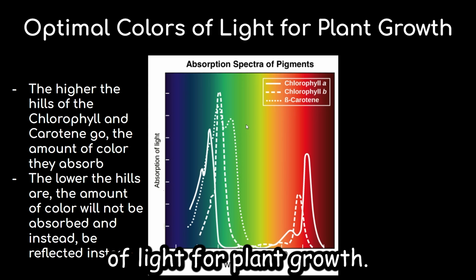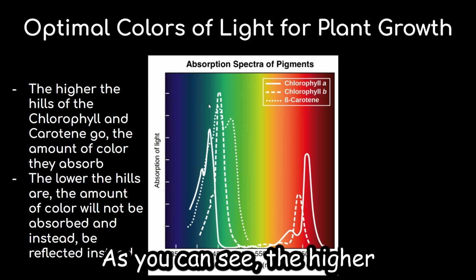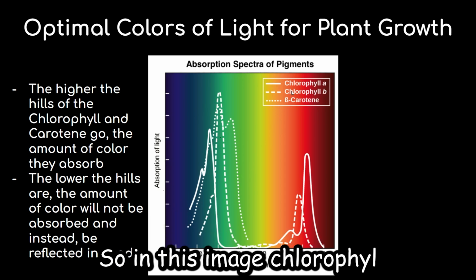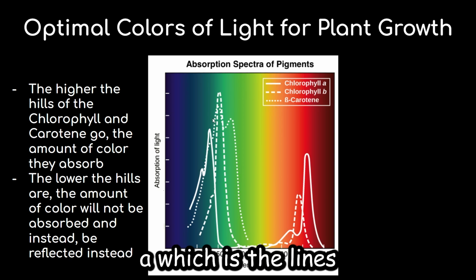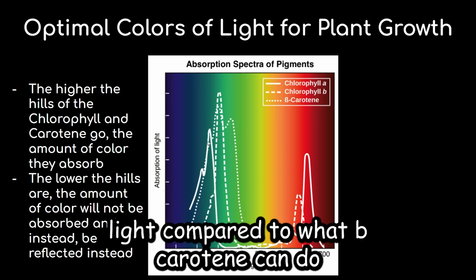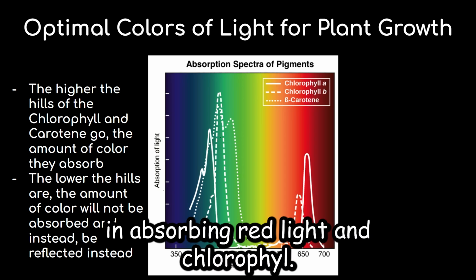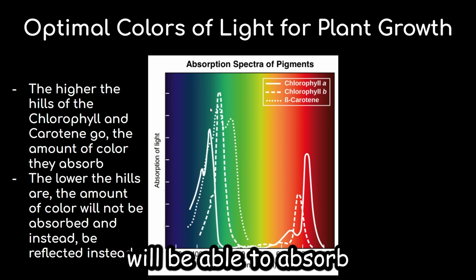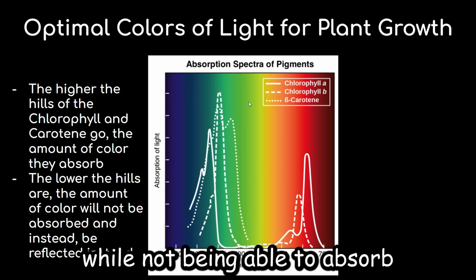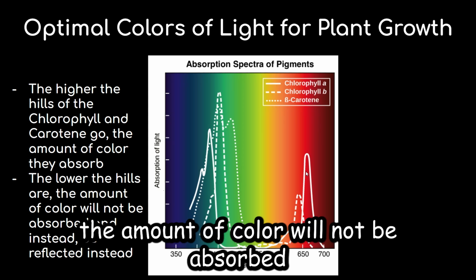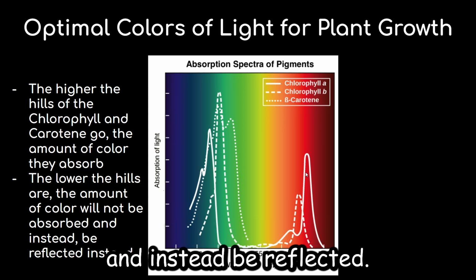The optimal colors of light for plant growth. As you can see, the higher the hills of chlorophyll and carotene go, the greater the amount of color they absorb. So in this image, chlorophyll A, which is the solid lines here, will be able to absorb more blue, cyan and green light compared to what beta carotene can do in absorbing red light. And chlorophyll B, the more dotted lines, will be able to absorb higher levels of blue and green, while not being able to absorb as much red. The lower the hills are, the more color will not be absorbed and will instead be reflected.